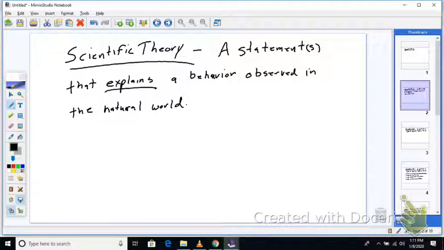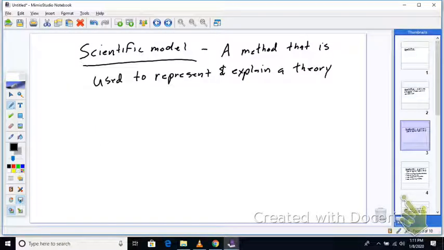Now, what you're going to see today is this thing called the scientific model, and it coincides with a theory. A model is where you set up something that can be used to represent that theory and explain it.